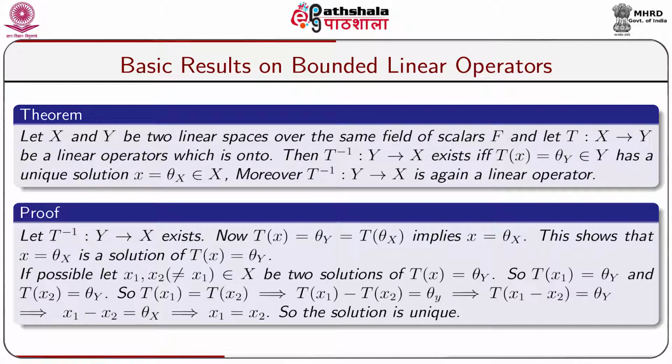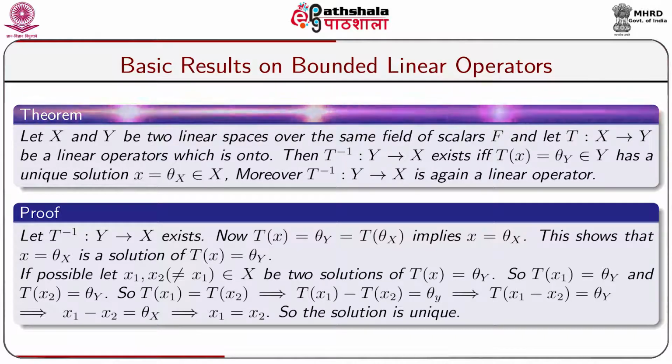The proof is like this. Let T inverse from Y to capital X exist. Now Tx is equal to theta y is equal to T of theta x, because we know that T of x equal to theta y implies x is equal to theta x, because T inverse exists, therefore T is 1 1, and by 1 1 property it implies that x equals theta x. This shows that x is equal to theta x is a solution of Tx is equal to theta y.